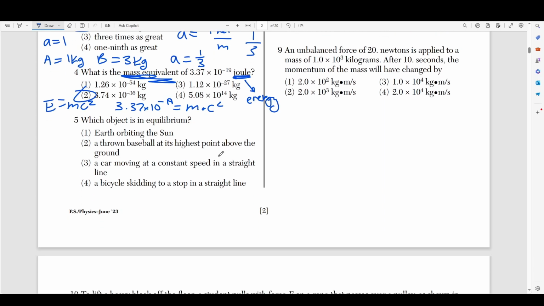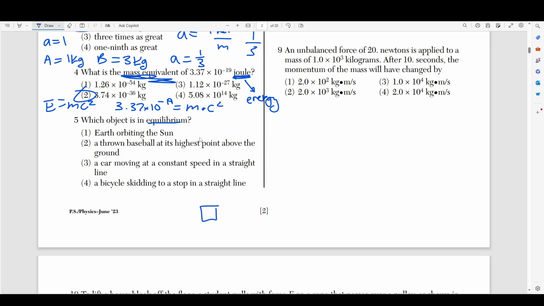Number 5 says, which object is in equilibrium? So what is equilibrium? Equilibrium is when the net force applied to an object is equal to 0, right? So everything is balanced out. And this could mean that either the object is just sitting still, not moving, or that the object is moving at a constant speed.